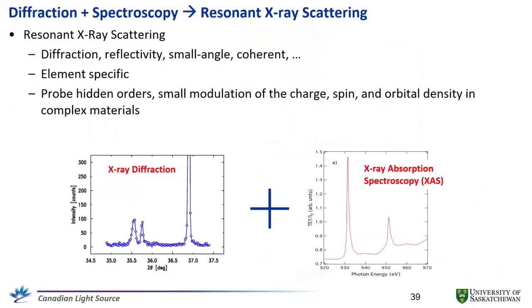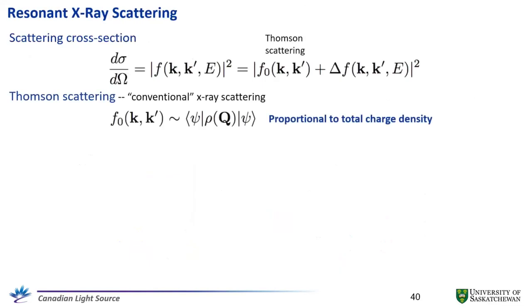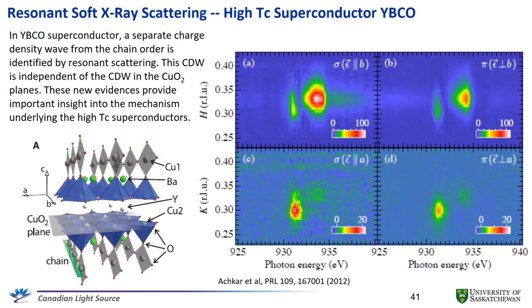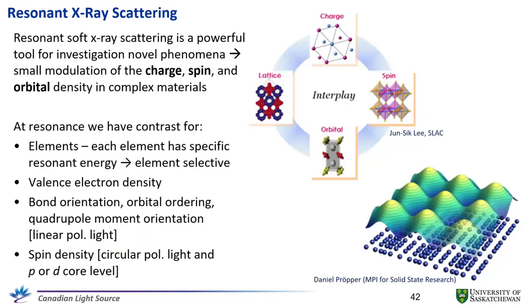The next would be diffraction plus spectroscopy. I believe some talks in the next few days may mention this a little, so I'm not going to talk too much about it. I just want to say this is a very powerful technique, especially in the past few years, for some high-Tc material research, looking at very subtle modulation of the electrons, spins, and orbitals within material, so-called quantum material.